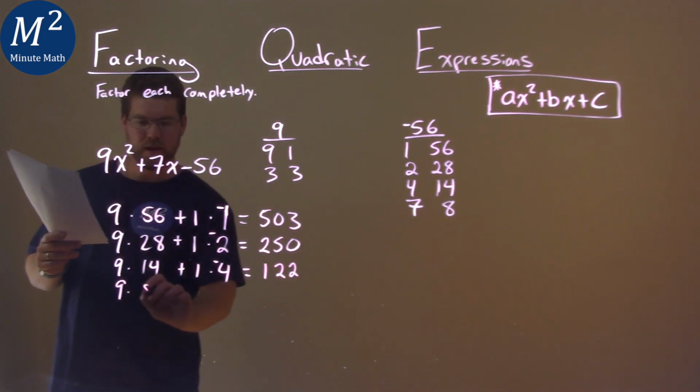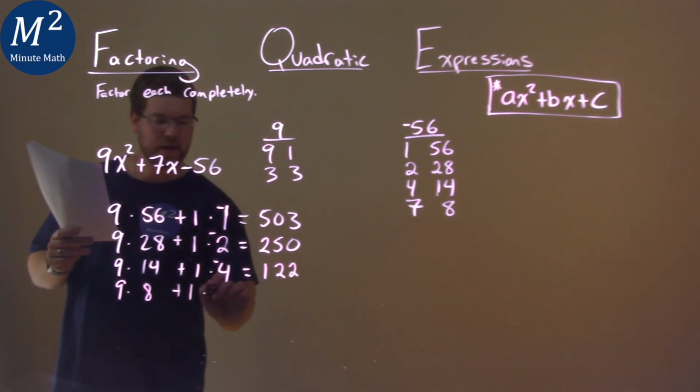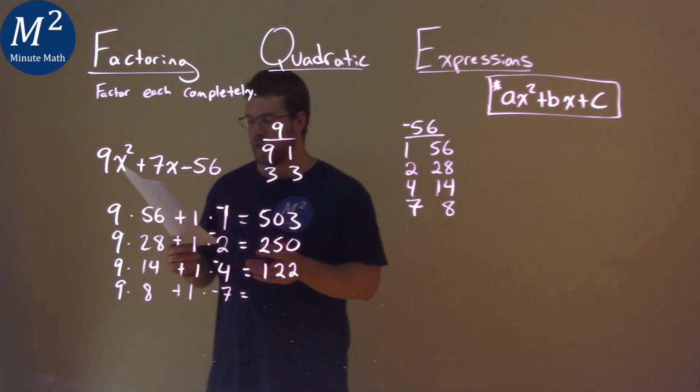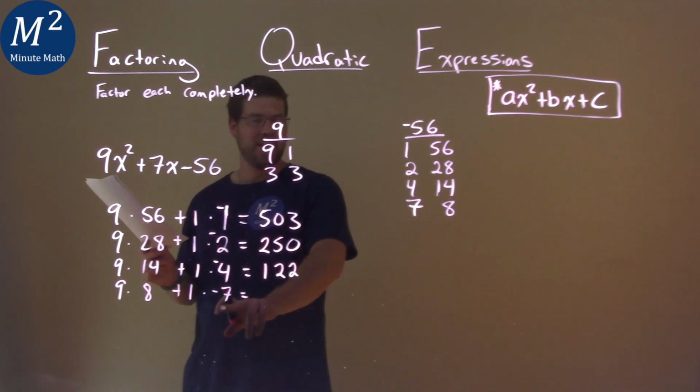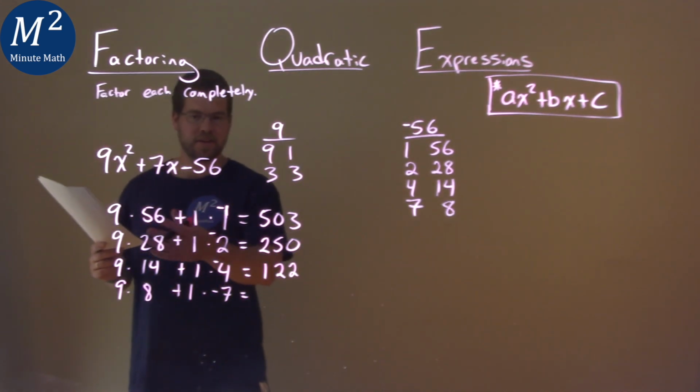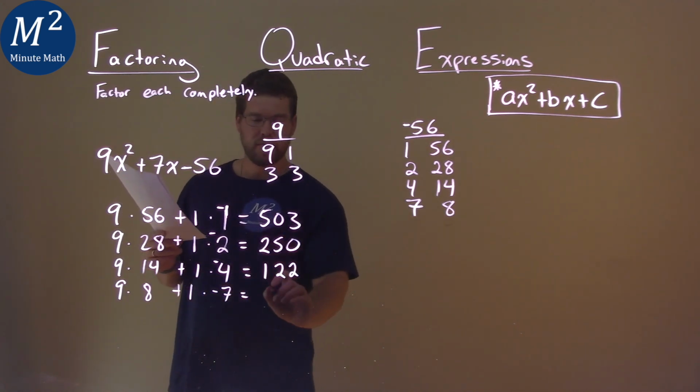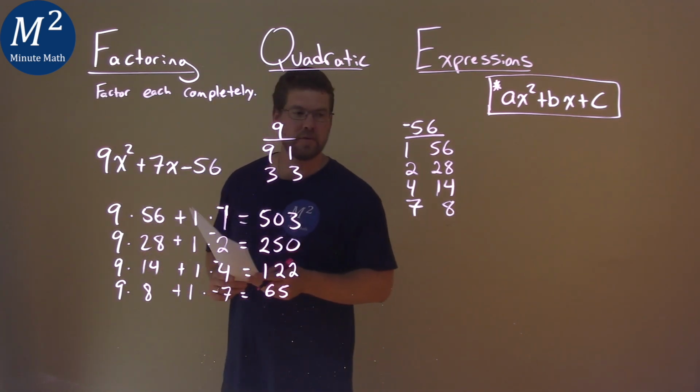9 times 8 plus 1 times a negative 7. And what does that equal? Well, sorry, I kind of went ahead of myself. 1 times 7 is clearly less than 9 times 8. 9 times 8 plus 1 times negative 7 is a 65 here.